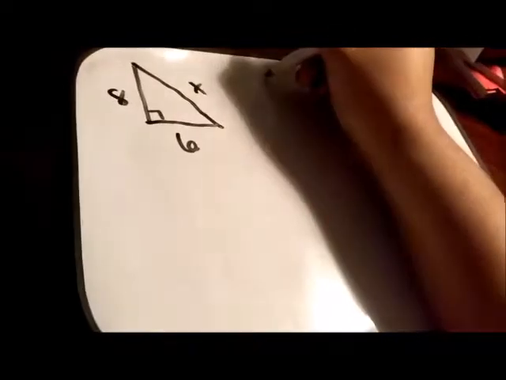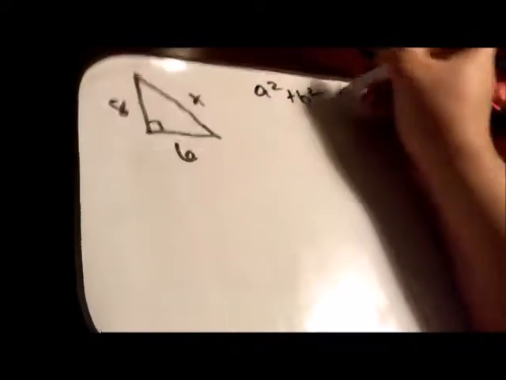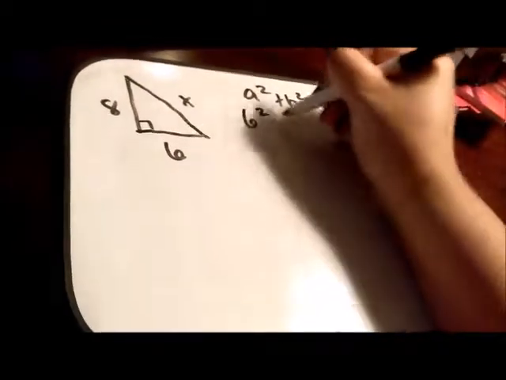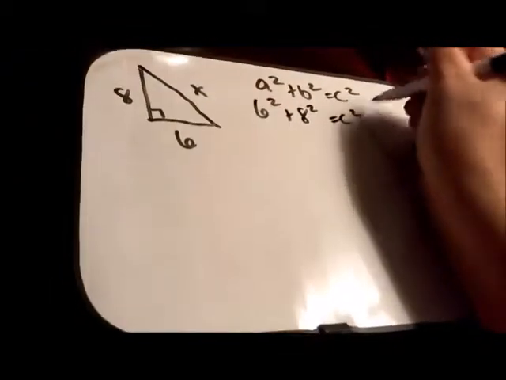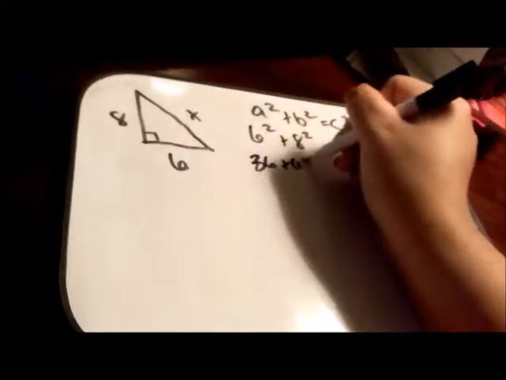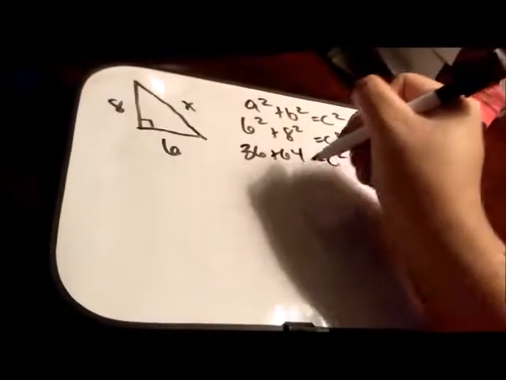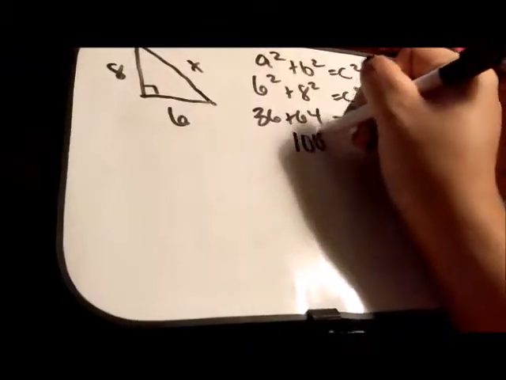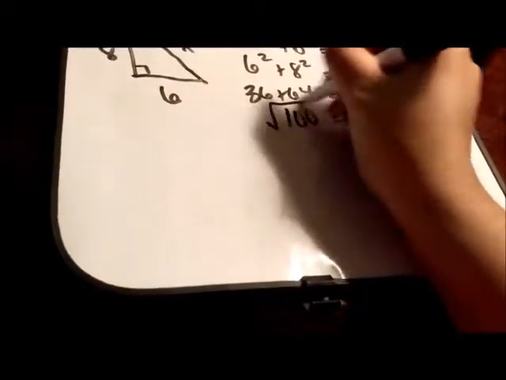For number 14, I have to find a right triangle and confirm that the Pythagorean theorem works. So I'm going to draw my triangle. Put 6 and 8, and that is x. So I'm going to write the formula: a squared plus b squared equals c squared. 6 squared plus 8 squared equals c squared. 36 plus 64 equals c squared. And 36 plus 64 is 100, so c squared equals 100. Then you take the square root and you get 10 for c. So c equals 10.